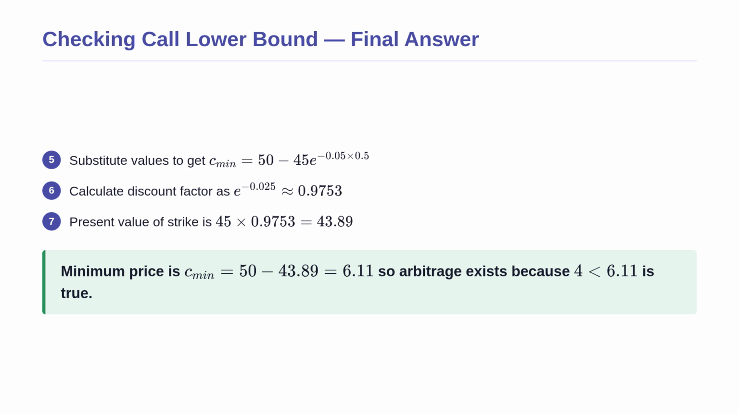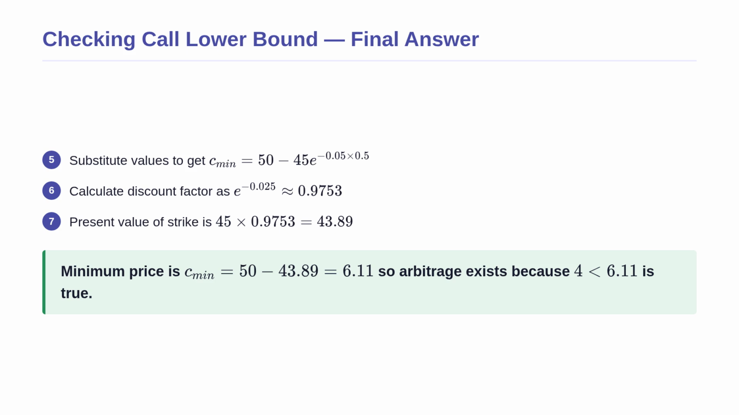Next, we multiply the interest rate by the time in the exponent to find the total discount factor, which gives us e to the power of negative 0.025. Using a calculator, this exponential term is approximately 0.9753. Multiplying the strike price of 45 by this decimal gives a present value of $43.89. Finally, we subtract this from the $50 stock price. The math tells us the absolute minimum price for this call option is $6.11.